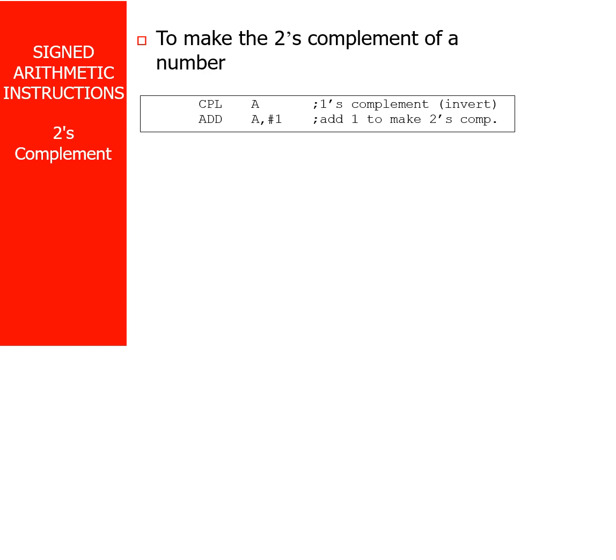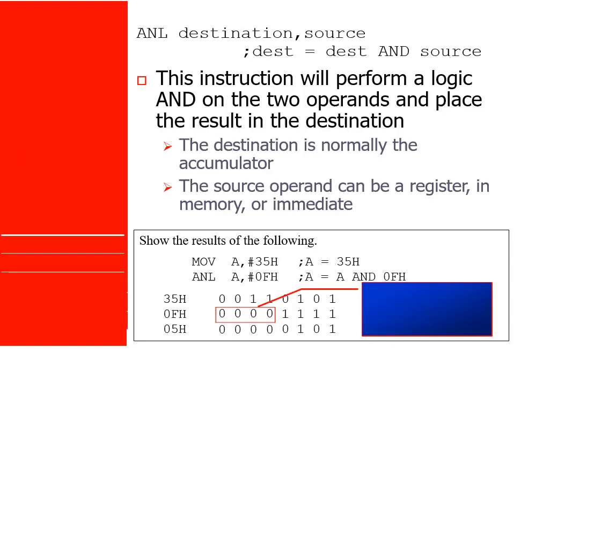How to find the 2's complement of a number? The 2's complement of a number can be found by taking the 1's complement, then adding 1. That you can do like this, or you can write CPL A, INC A. Both of them are the same.